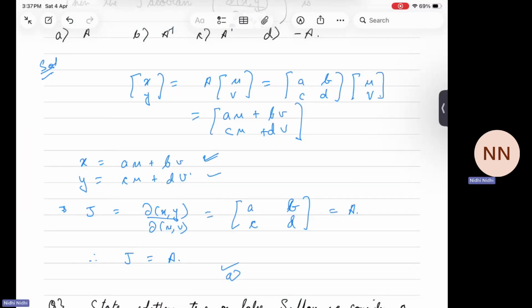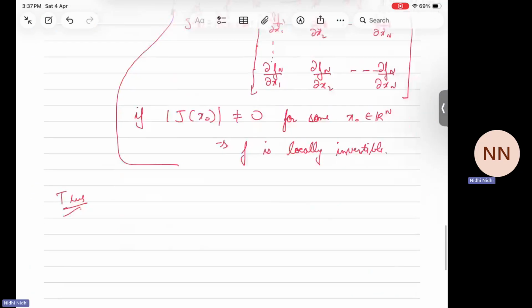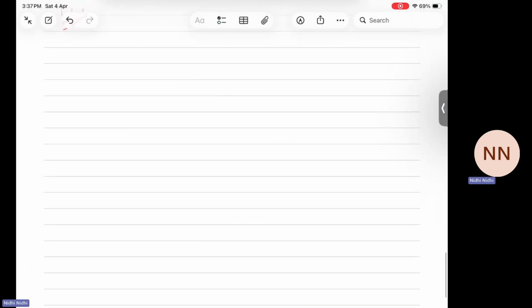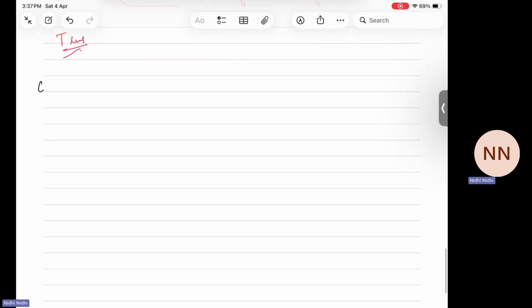Okay, so if there is no doubt, we can move ahead. Next, we'll look at some problems related to norm on Euclidean space. Question number 4.